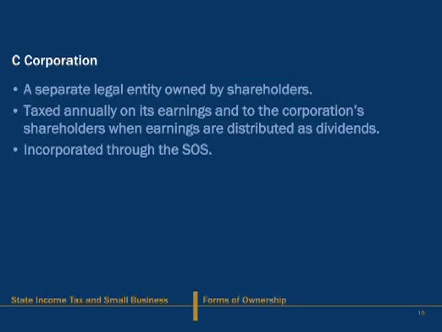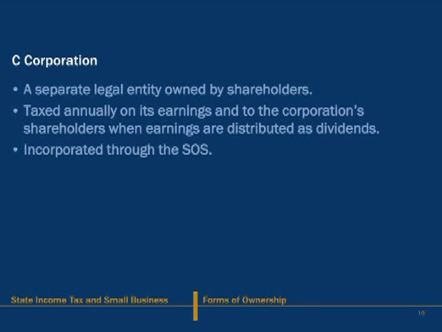We'll now discuss corporations. A corporation is a separate legal entity formed under state civil law that is owned by shareholders. A corporation is generally taxed under Internal Revenue Code, Subtitle A, Chapter 1, Subchapter C, unless it elects to be taxed under Subchapter S. Corporations taxed under Subchapter C, normally known as C corporations, are taxed annually on their earnings, and the shareholders are taxed on these earnings when distributed as dividends.